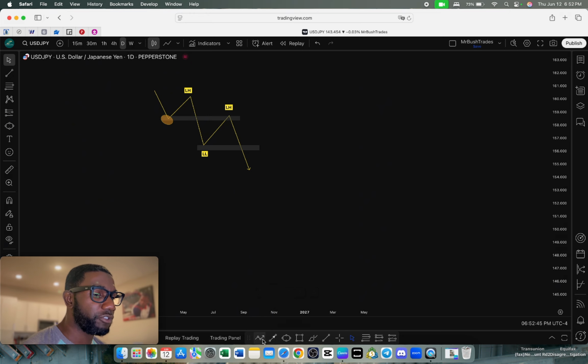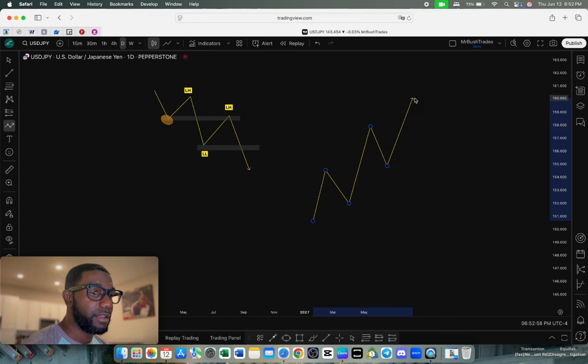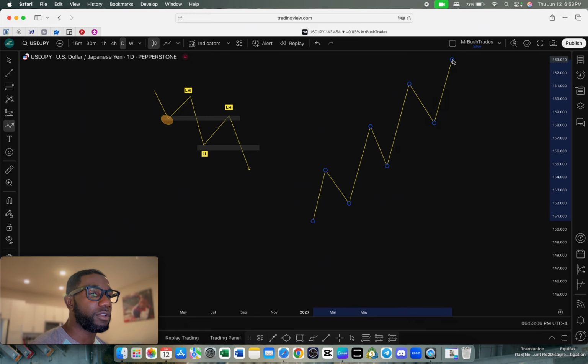The same goes for uptrend. Price will move in a high, a higher low due to the fact that it's higher than this low, higher high, higher low due to the fact that it's higher than this low, higher high due to the fact that it's higher than this high, and higher low due to the fact that it's higher than this low, and so on and so forth, right?